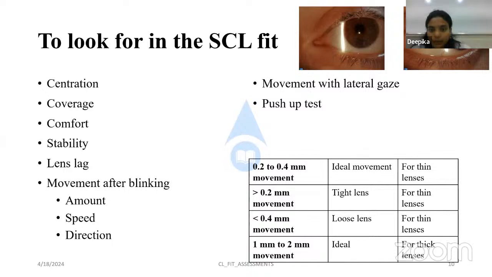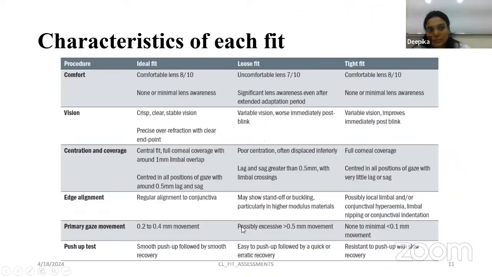Then 0.0 mm movement, which is lesser, and greater than that, indicates a tight lens for thin lenses, and greater than 0.4 mm movement indicates a loose lens for thin lenses. 1 mm to 2 mm movement is an ideal fit for a thick lens.